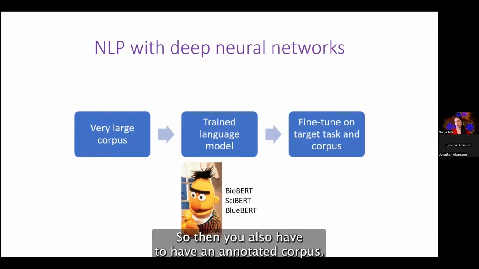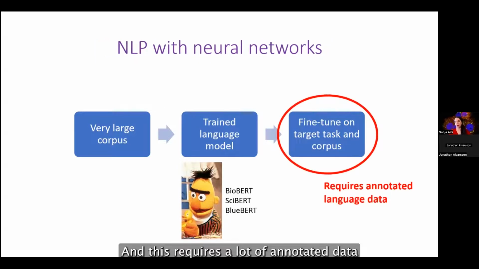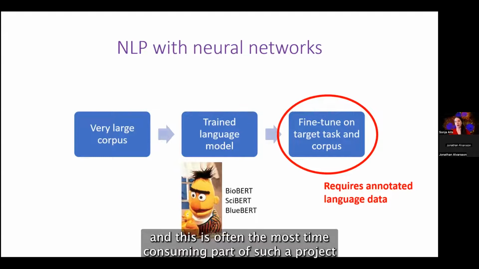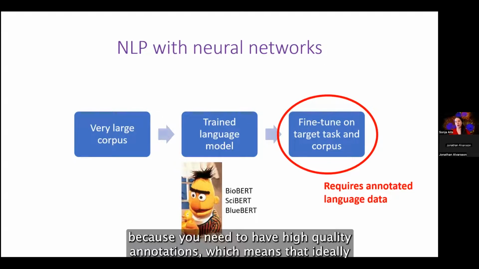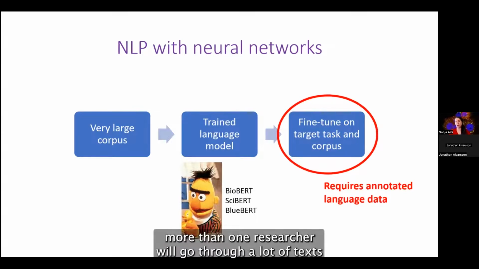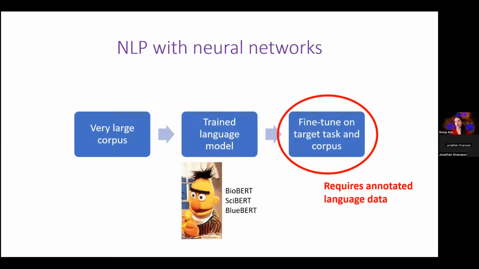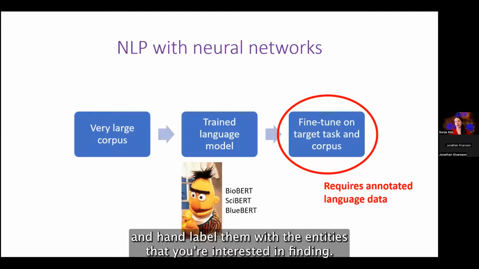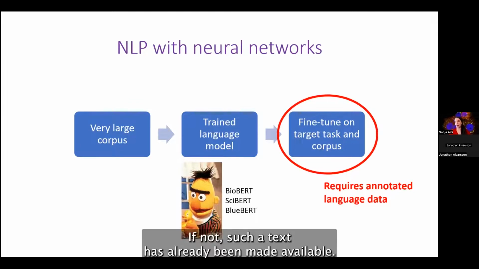So then you also have to have an annotated corpus, and this requires a lot of annotated data. This is often the most time-consuming part of such a project, because you need high quality annotations, which means that ideally more than one researcher will go through a lot of text and hand label it with the entities that you are interested in finding, if such a text has not already been made available.